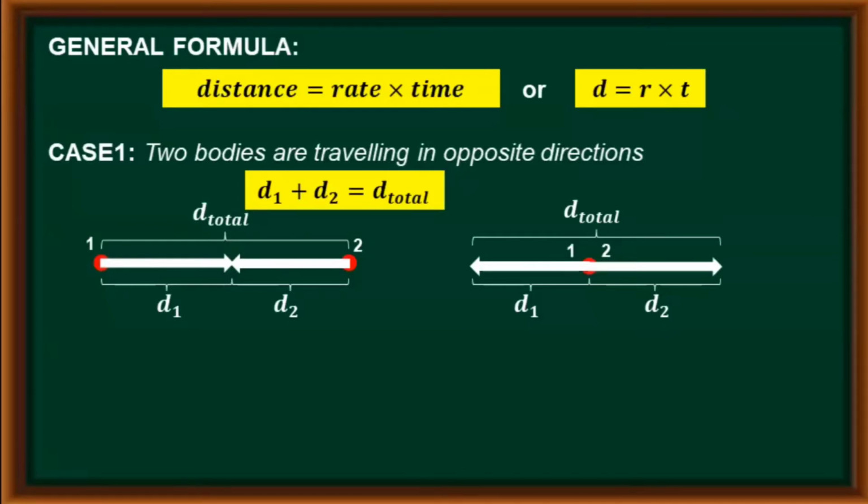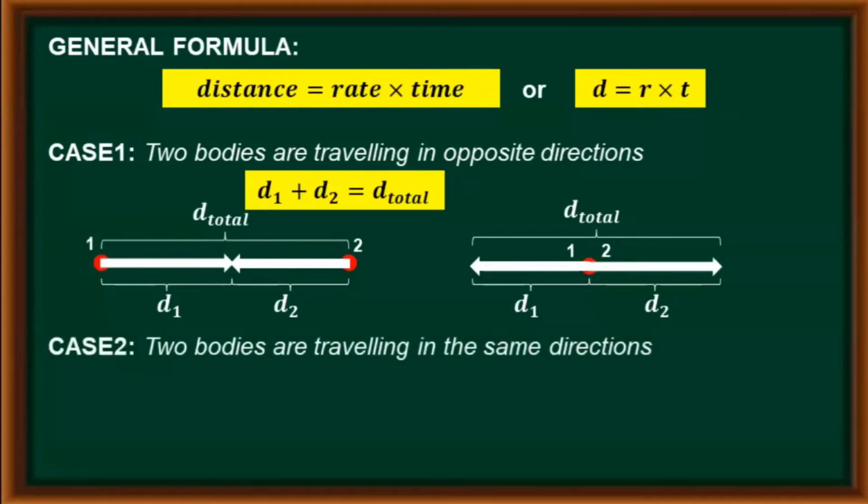Another case that we might consider is when two bodies are traveling in the same direction. A sample scenario for this one is when object number 1 travels towards a certain direction with the distance traveled denoted by d sub 1. And after a certain period of time, we have object number 2 starting at the same point, which would like to catch up with object number 1. So it travels in the same direction until it catches up with object number 1, and the distance traveled by object number 2 is denoted by d sub 2.